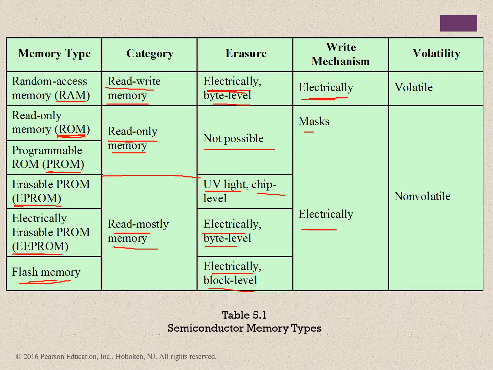And the type of the memory, volatile or non-volatile: random access memory is volatile. That means once the power is off, the data stored in the random access memory will be deleted. You will lose it. The data will be lost when there is no power supply. So random access memory retains the data only while there is power supply. And the rest of the types of memory are non-volatile memory.